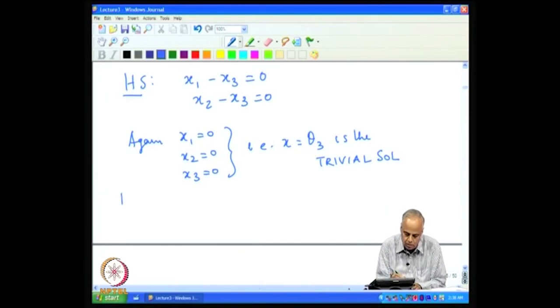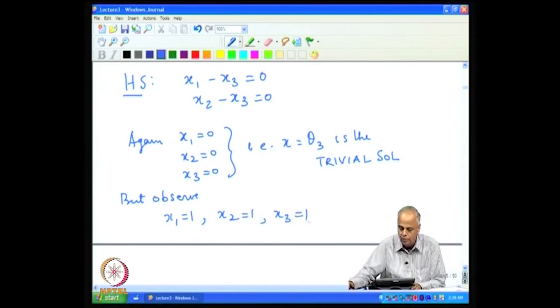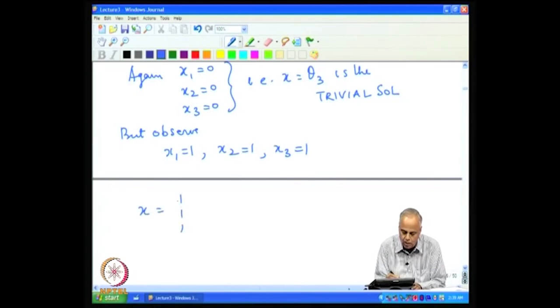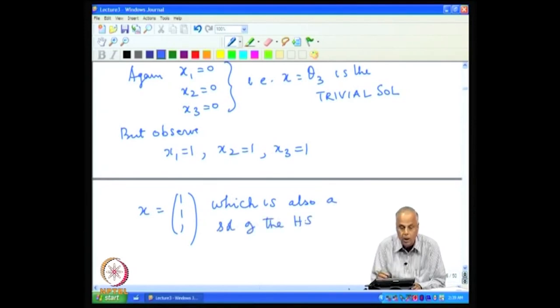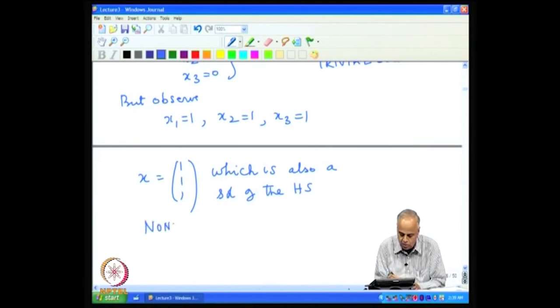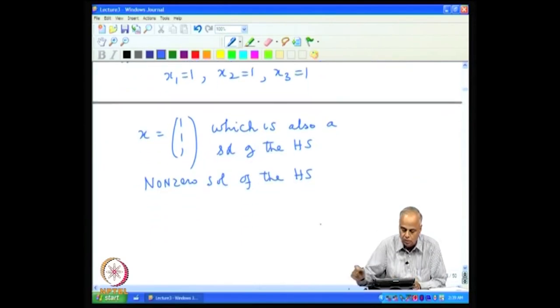But now observe, if we take x1 equal to 1, x2 equal to 1 and x3 equal to 1, we get the vector x equal to (1, 1, 1), which is also a solution of the homogeneous system. This is not the zero solution which we always get, this is a non-zero solution of the homogeneous system. So, here is an example of a homogeneous system which has not only the trivial solution, but also has non-zero solutions. The non-zero solutions are called non-trivial solutions.